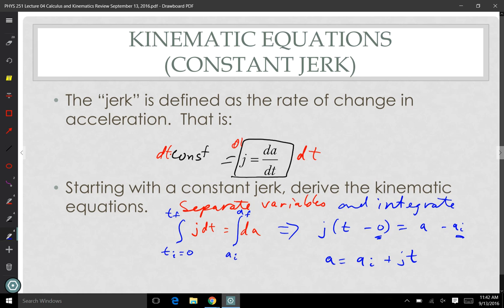That's the equation I've just found. I just rearranged it to solve for acceleration. Now the next step, I have the acceleration. I want to keep moving toward position. So what's the next step in the move toward position? Integrate. What's my equation I'm going to integrate?